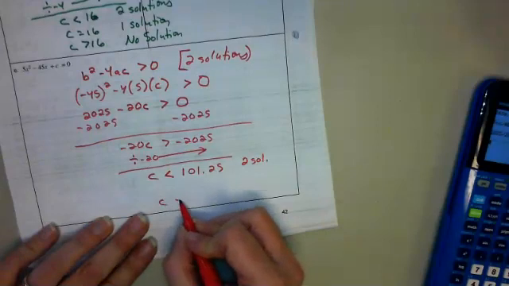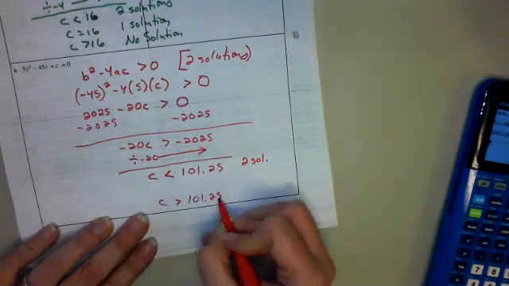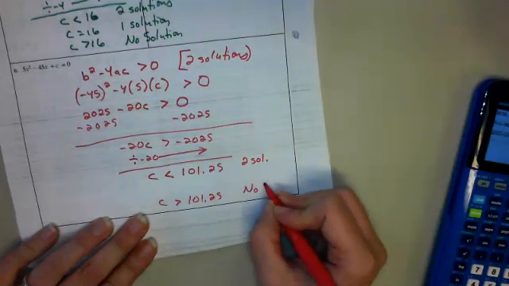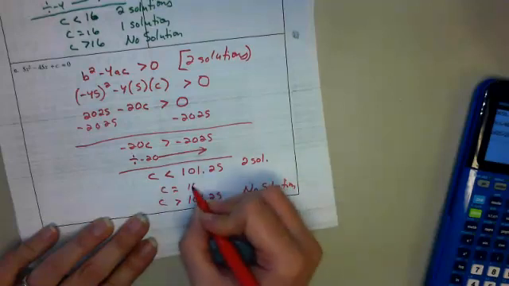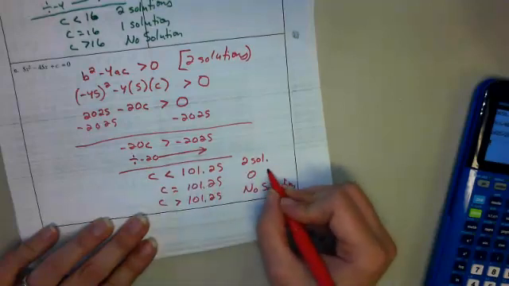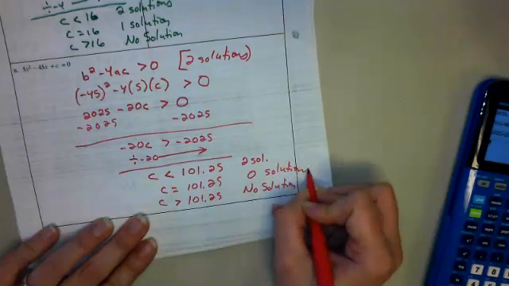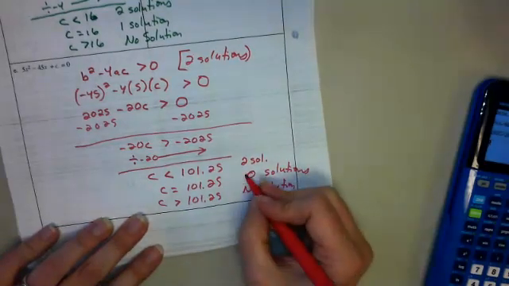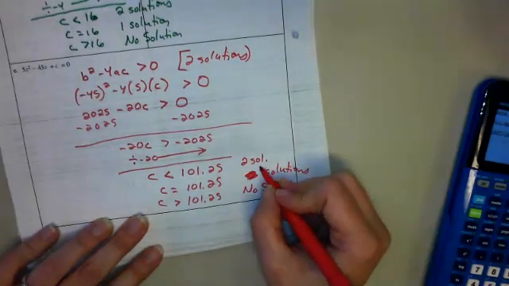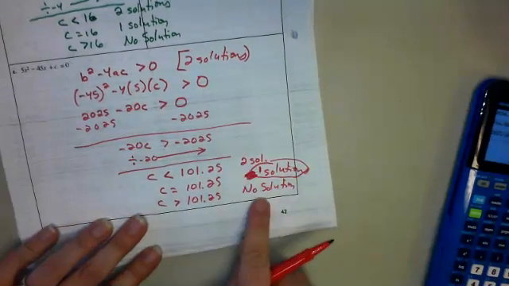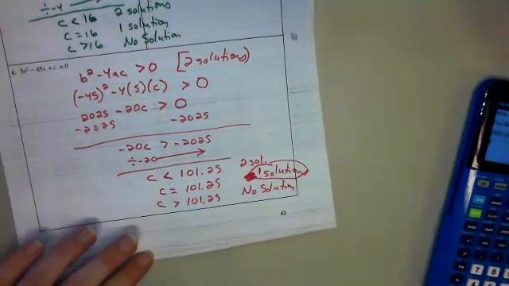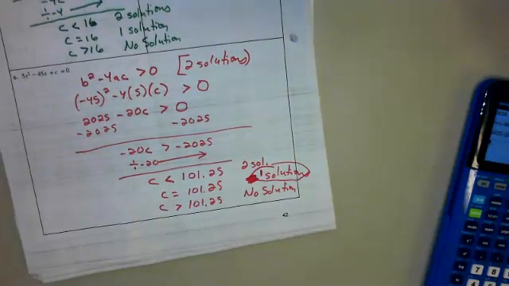So if we're greater than 101.25, we're going to have no solution. And if we're equal to 101.25, we're going to have, sorry, 1 solution. 1 solution when we're equal to, 2 when we're less than, none when we are greater than, okay? So that's that problem.